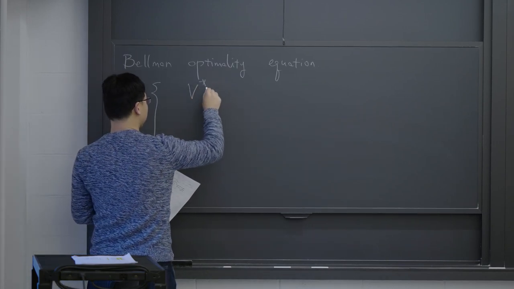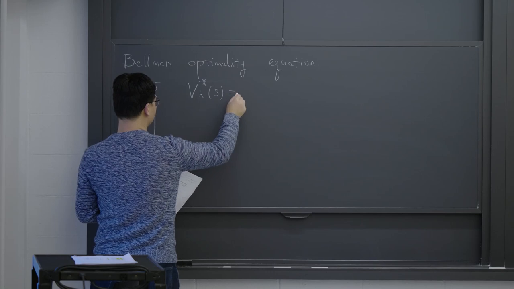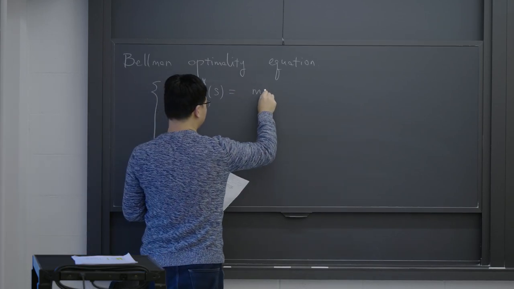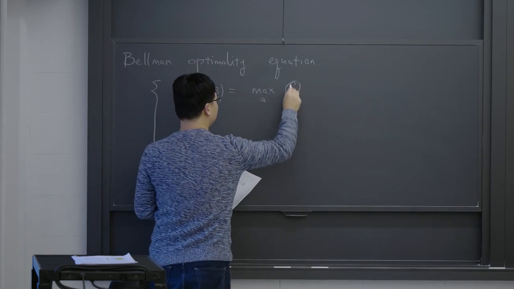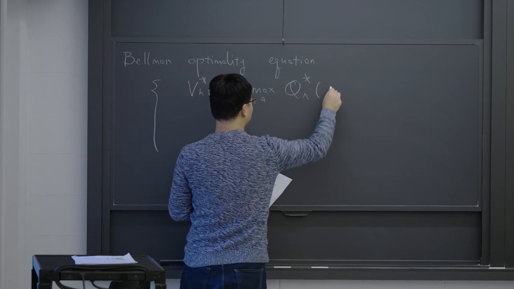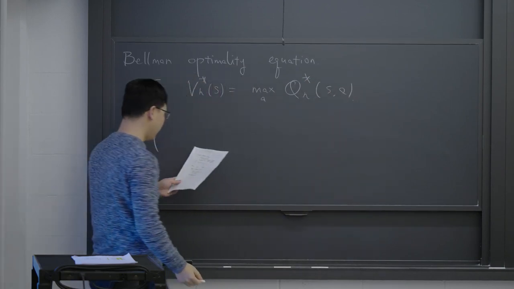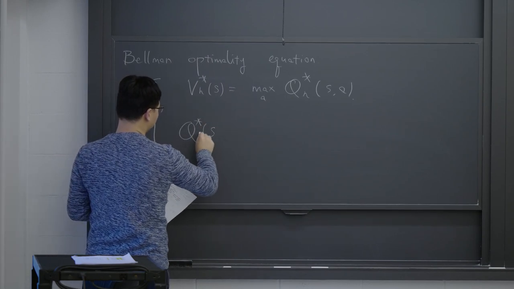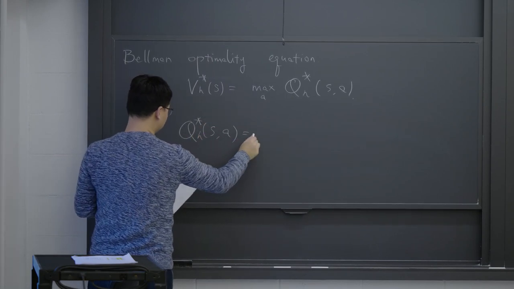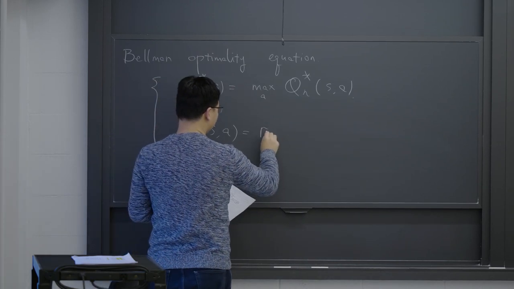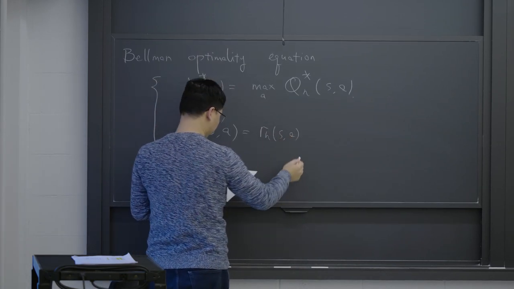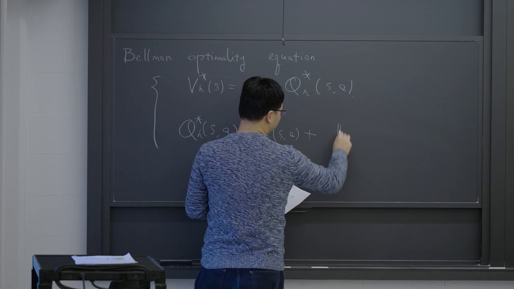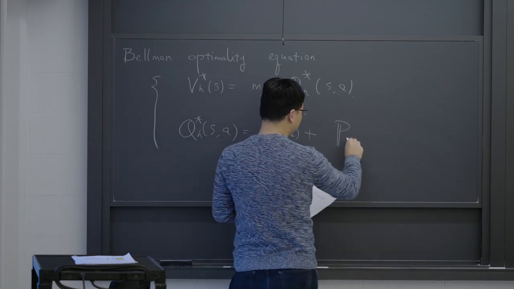The first one is V star H of S is equal to taking the max over action A of Q star H of S, A. And the other part is the optimal Q function, Q star H of S, A, is equal to the intermediate reward plus we take the expectation over the value in the next step.